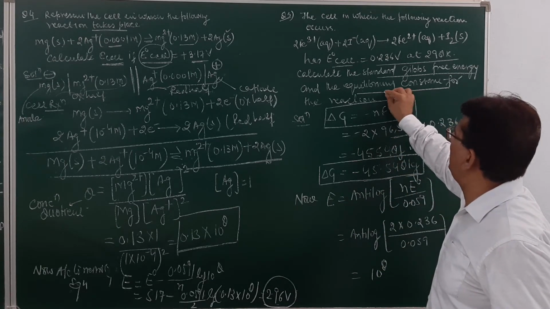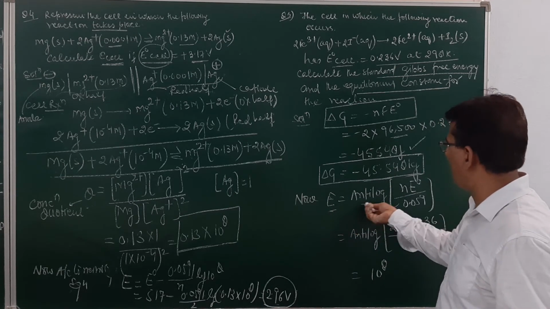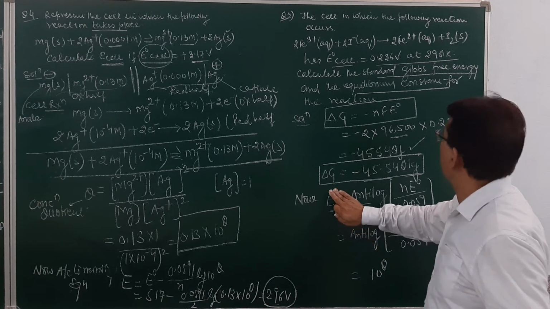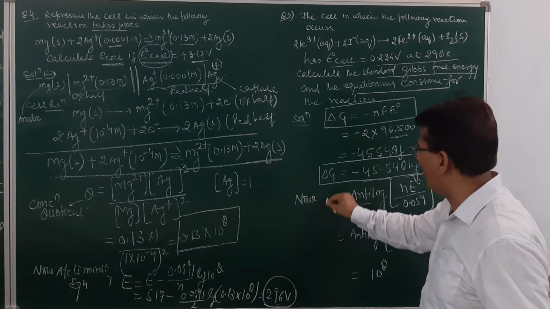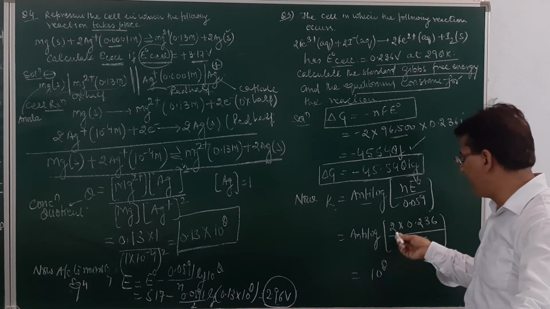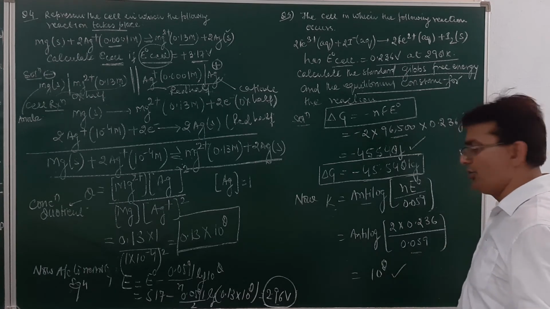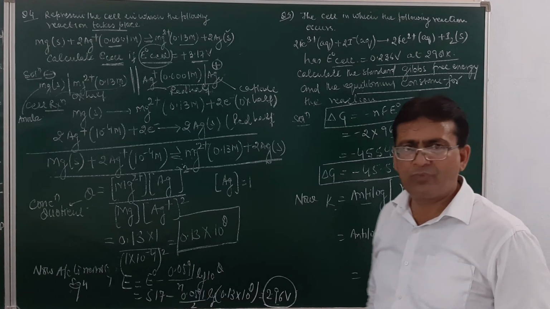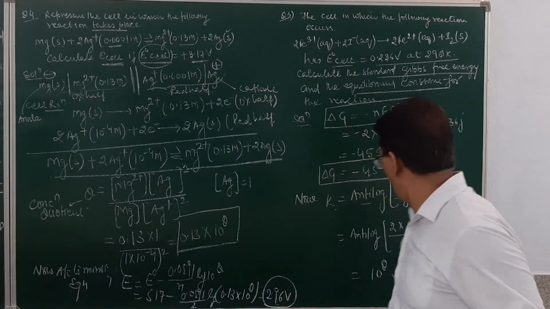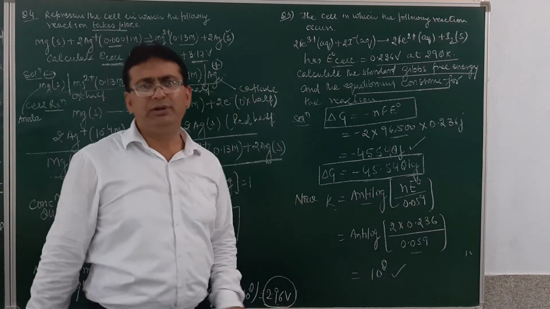Then we have to find the equilibrium constant. We have a formula: K will be equal to the anti-log of n E naught cell upon 0.059. Solving it, it will be 2 into 0.236 upon 0.059. The equilibrium constant value comes to be equal to 10 raised to power 8. So this is how it is to be done.